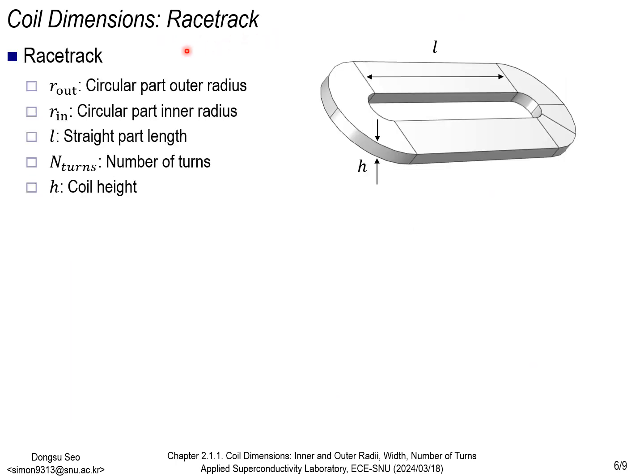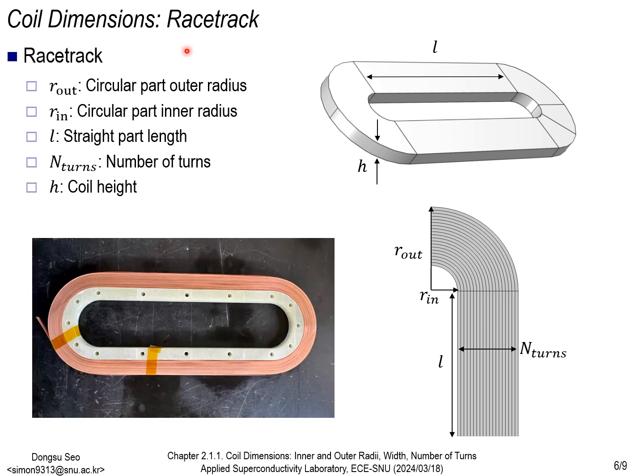Third, the racetrack coil. A racetrack coil can be divided into two parts with two equivalent curvatures and two straight sections. The coil dimensions consist of the inner and outer radius of the circular curvatures, the length of the straight section, the number of turns, and the coil height.